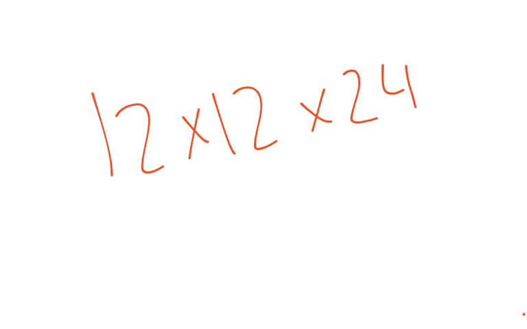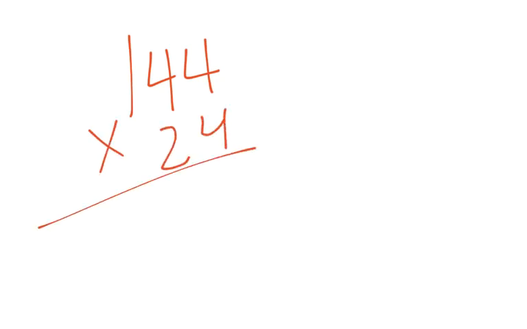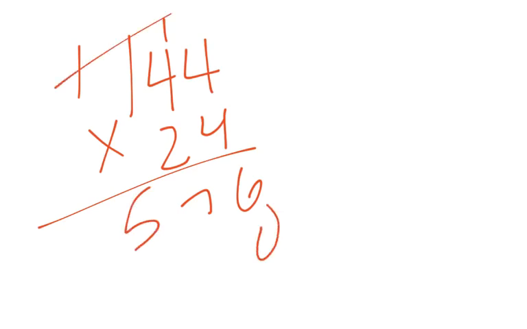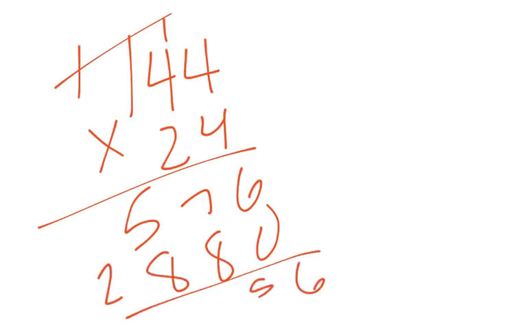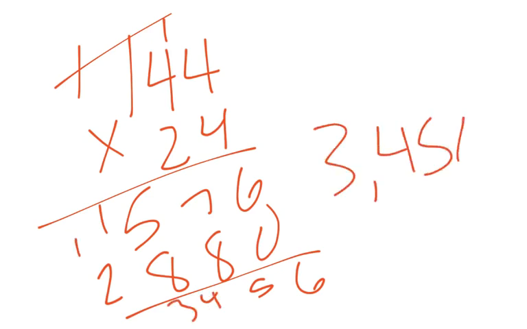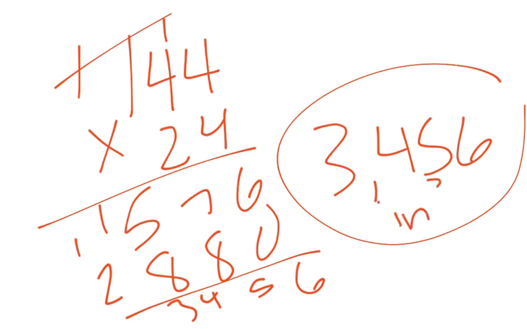So if I did that, 144 times 24. 4 times 4 is 16. 4 times 4 is 16, plus 1 is 17. 4 times 1 is 4, plus 1 is 5. Put a 0. Cross those out. 2 times 4 is 8. 2 times 4 is 8. 2 times 1 is 2. When I add that up, I'm going to get 3,456. That's how many inches cubed the box holds.